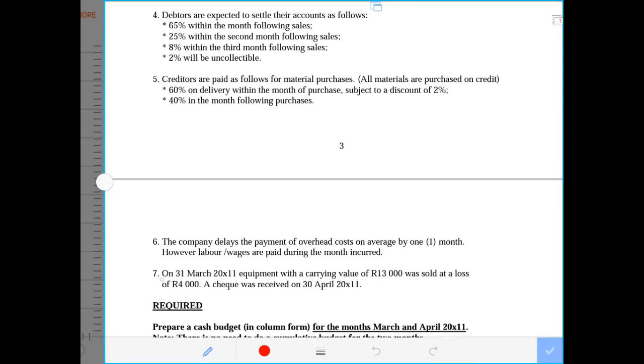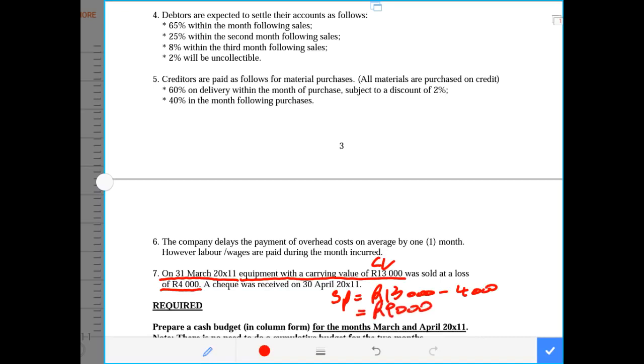Then on the 31st of March 2011, equipment with the carrying value of 13,000 was sold at a loss of 4,000. So whenever a product is sold at a loss, it means it was sold at a price lower than the carrying value by 4,000. So the selling price was 13,000 minus 4,000, and that will give us 9,000. So 9,000 is the amount that was received, and 4,000 was the loss.